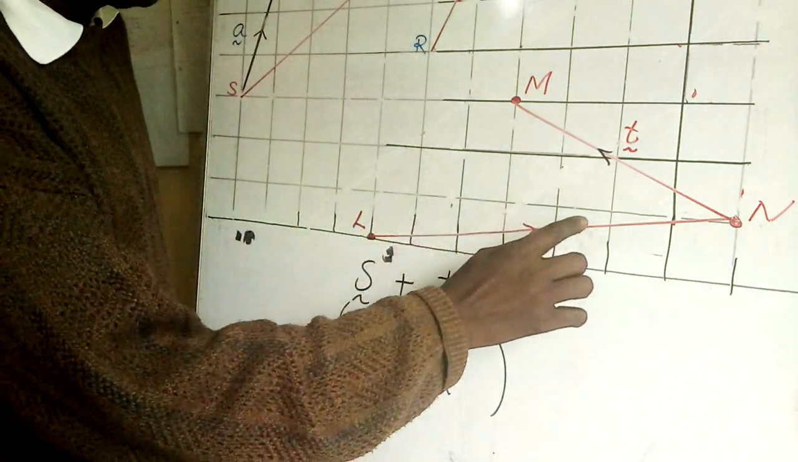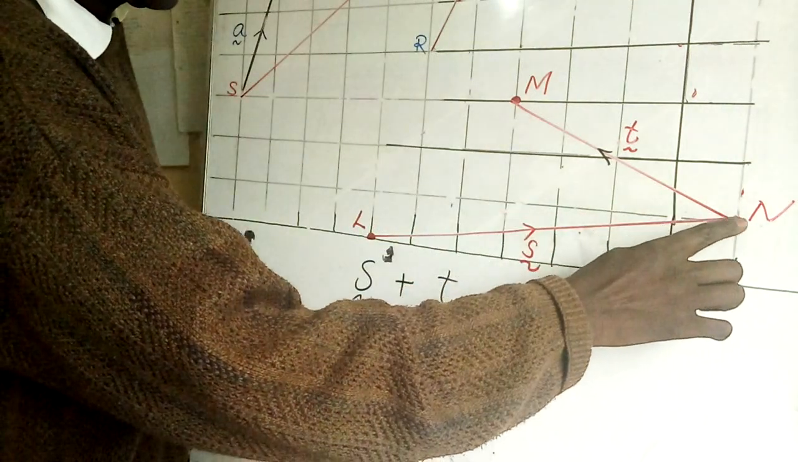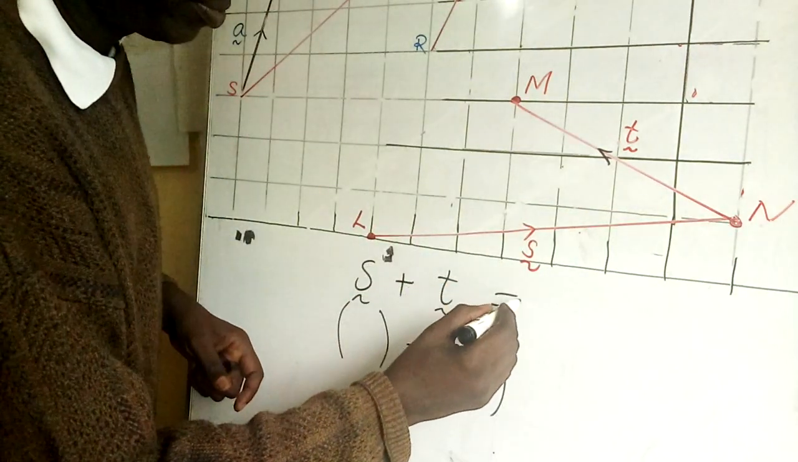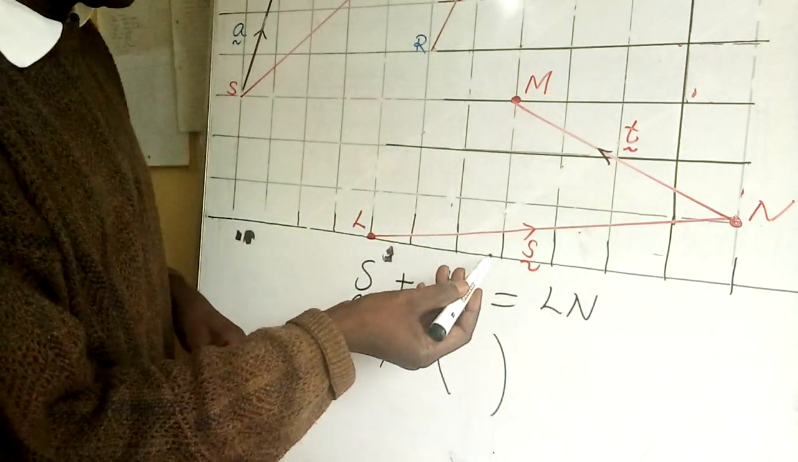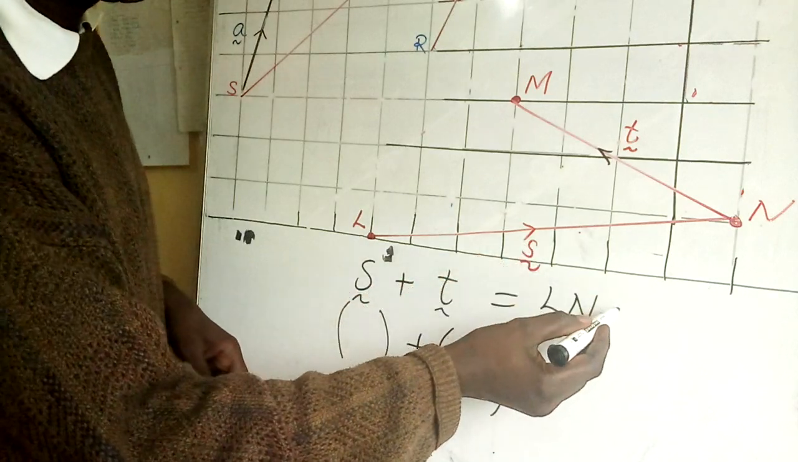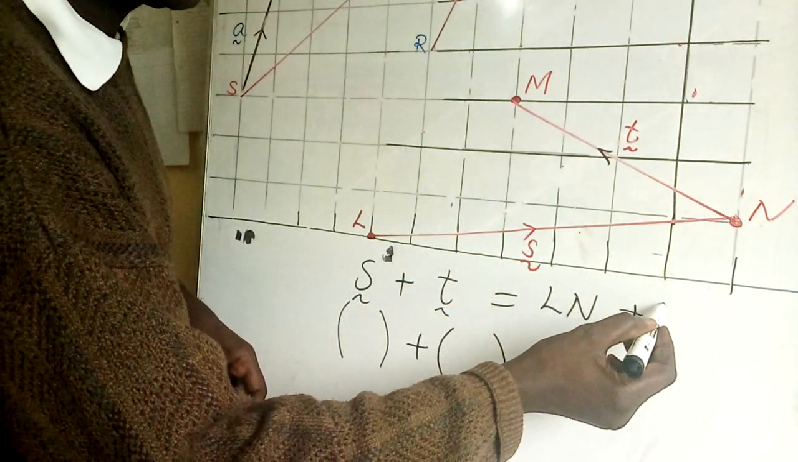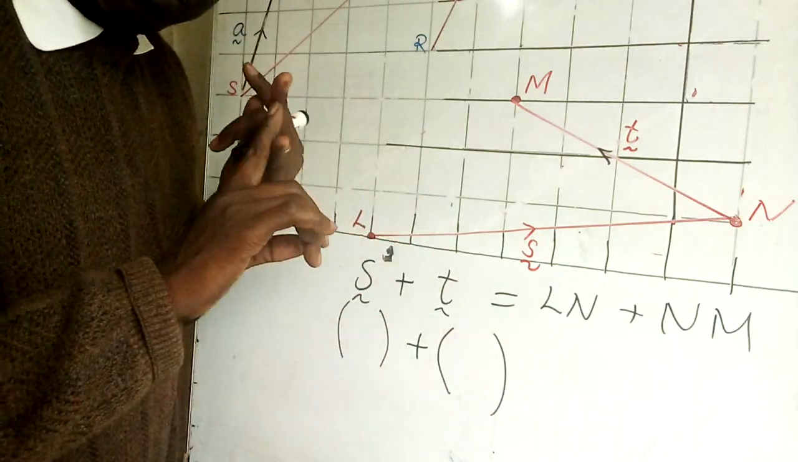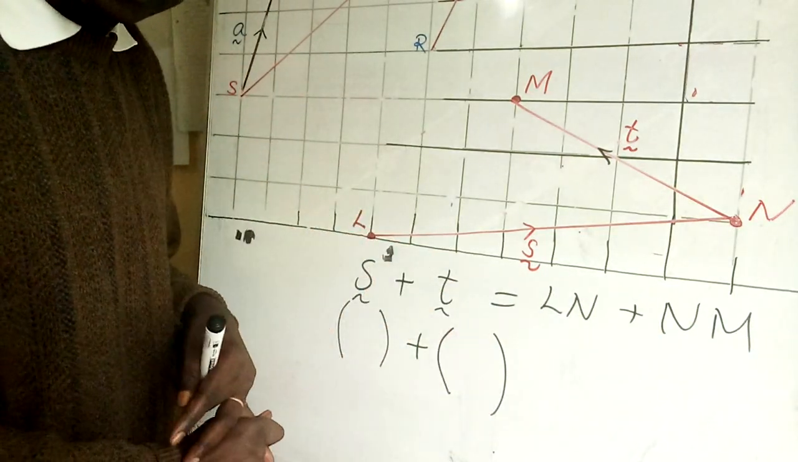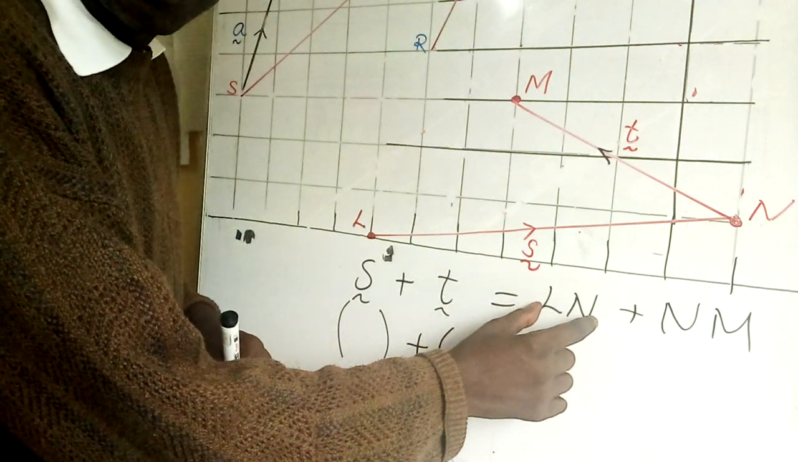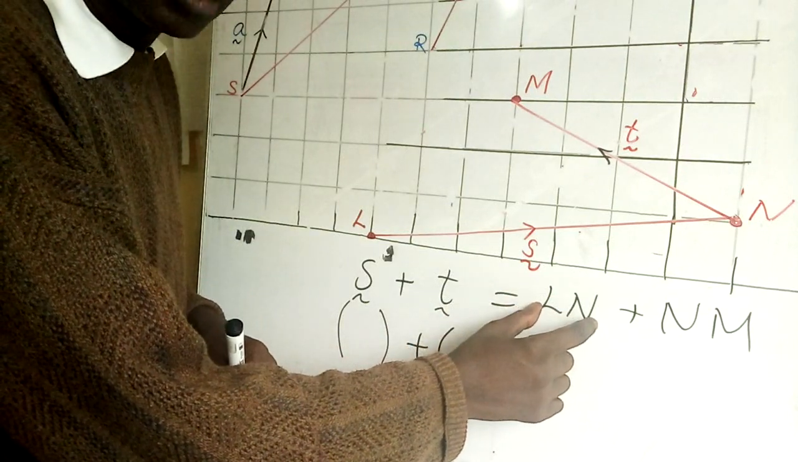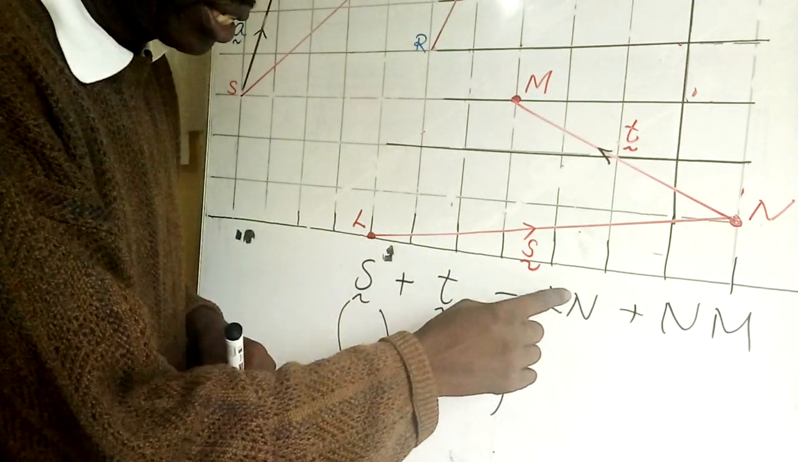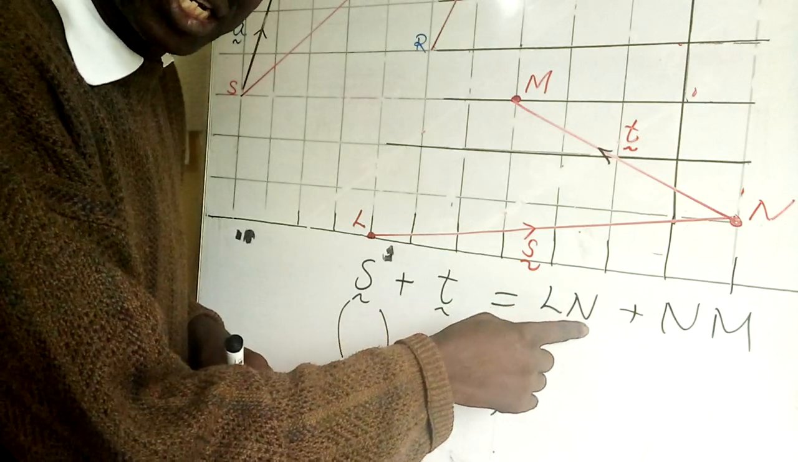So this movement LN is represented by S, and we are adding movement NM. So you can see I'm still connecting from the first lesson that the 2 capital letters represent movement. The first letter is where you are, the second is where you are going.